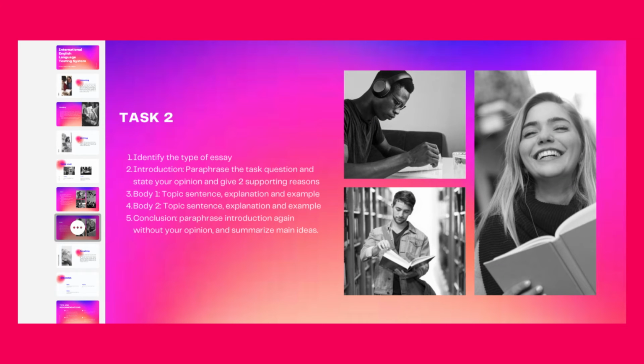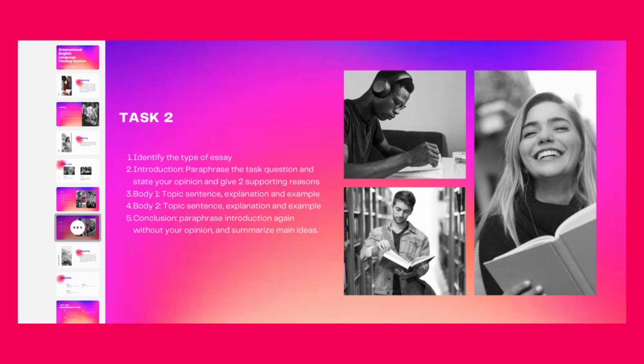And for task 2, you have to identify the type of essay. That's the very first step. Then the introduction is to paraphrase the task question and give 2 supporting reasons as to why you believe so. Then you do body 1, which is topic sentence, explanation and example, and do that too for body 2. And for the conclusion, you paraphrase the introduction again, do not give your opinion, and just summarize the main ideas.